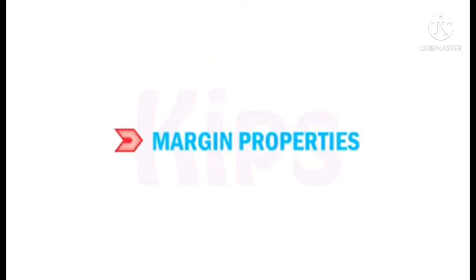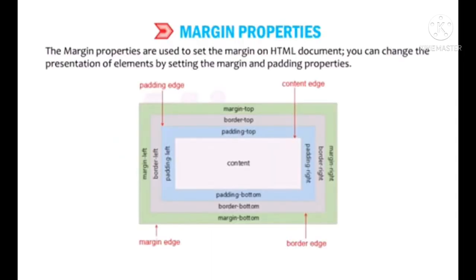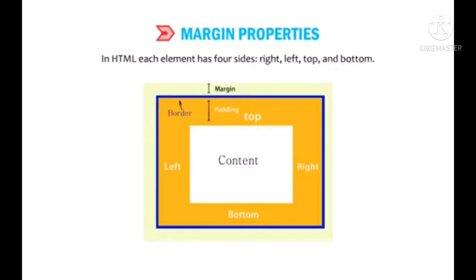And the next property is the margin property. What do we mean by margin? It is the distance from each side to the sides of the neighboring element of the document. As you all know, each element has four sides: right, left, top and bottom. This property is used to set the margin in an HTML document. Some of the properties are margin-top, margin-right, margin-bottom and margin-left.